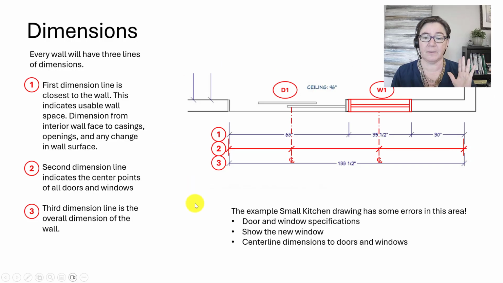So the example set of small kitchen has some errors in this area. It is not showing the door and window specifications, so I've given you an example of what that could look like. It doesn't show the new window for some reason, and it 100% should. This is an error in the set, so I've drawn that in for you. And it's also not showing that center line dimension to the doors and windows, which it absolutely should, according to the NKBA graphic standards. So I've added that information for you. I forgot to also mention there is a third dimension line. This is the overall dimension of the wall.